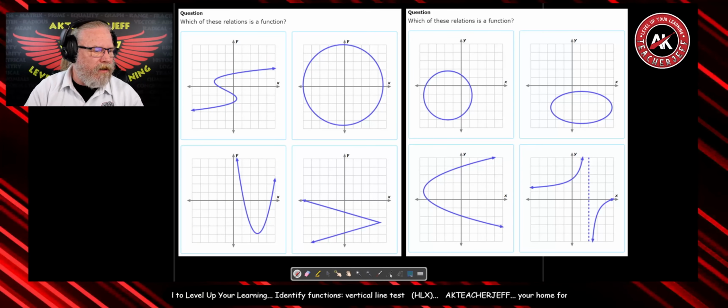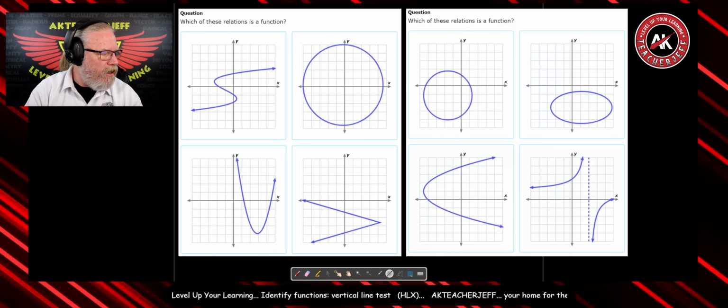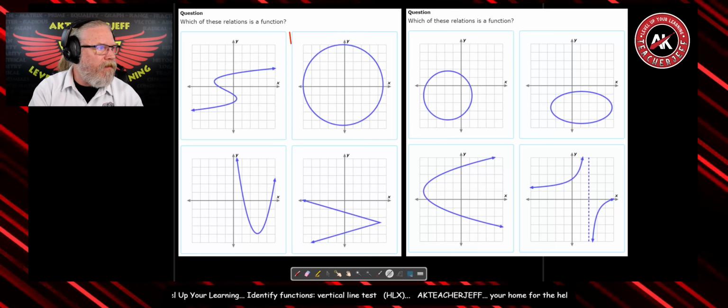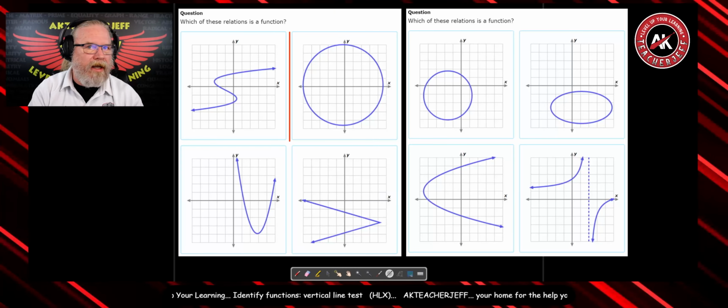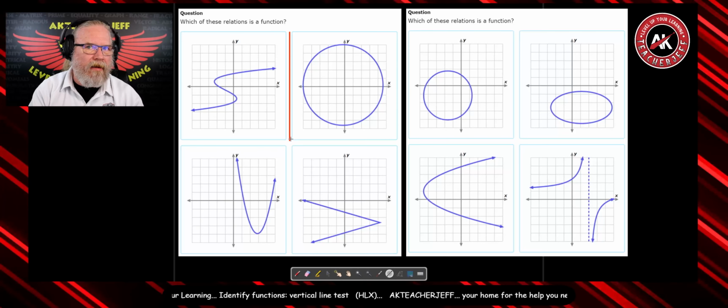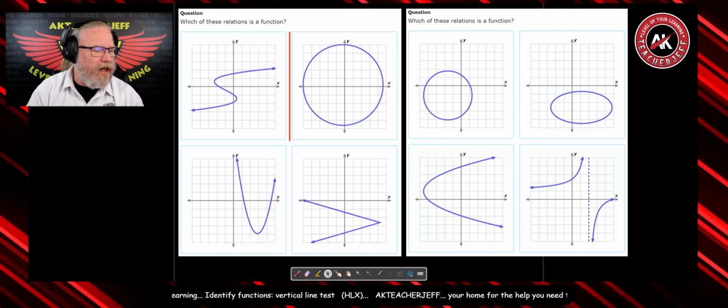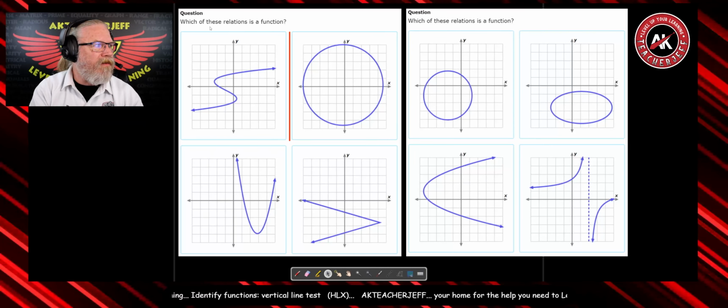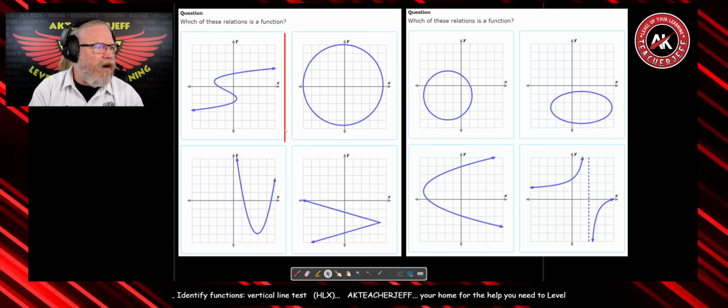Looking at this one here, let's grab a vertical line. You're probably already looking at each of them realizing that one is and that one is, but that one's not. Let's go ahead and check it out. This one says, which of these relations is a function? Grab our line here.